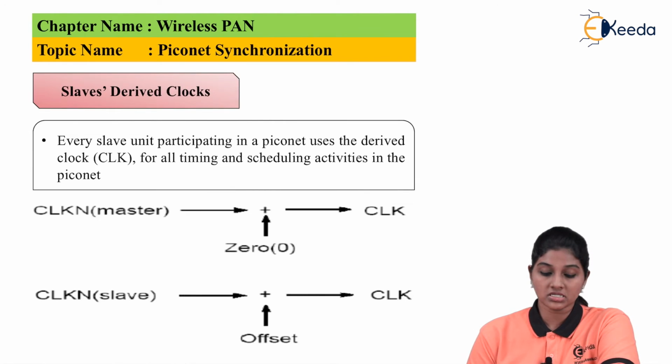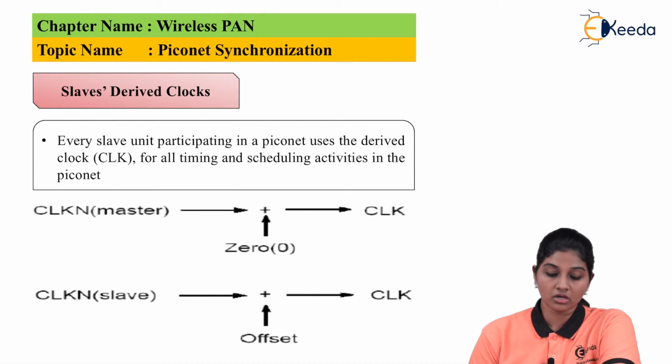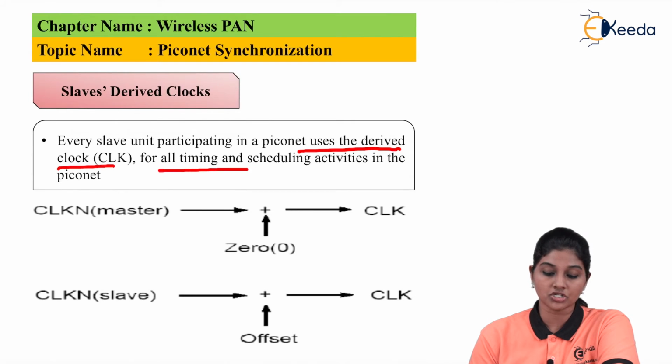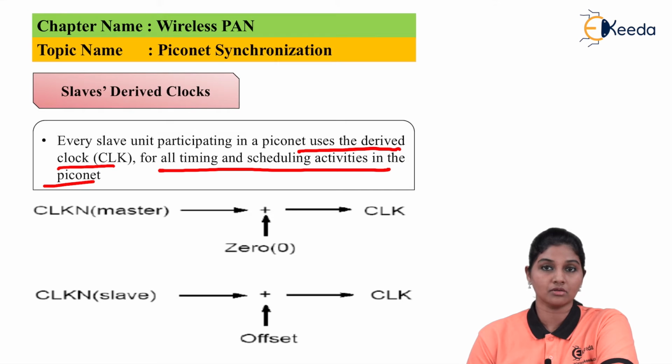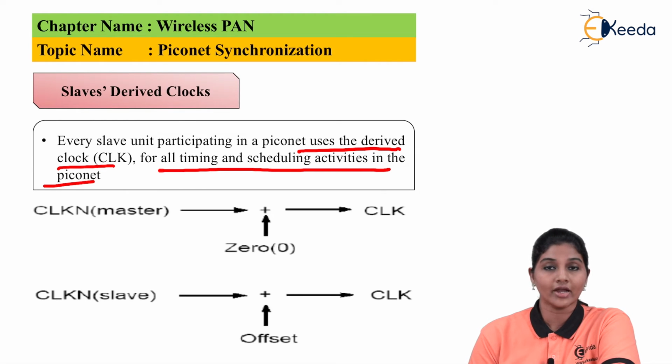Now here we can see the diagram used for deriving a slave's clock. Every slave unit participating in the Piconet uses the derived clock for all timing and scheduling activities in the Piconet. So here the clock of the master device is added with the offset values in order to produce the clock, and that clock is called the temporary Bluetooth clock.